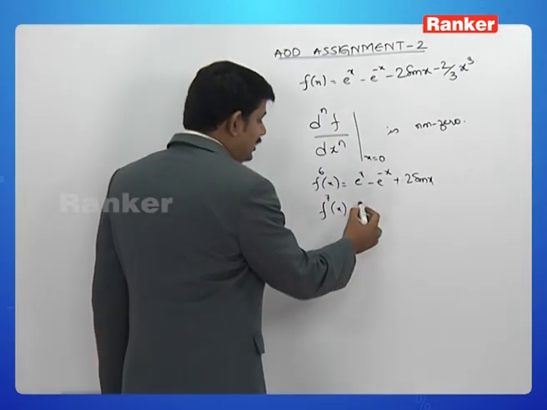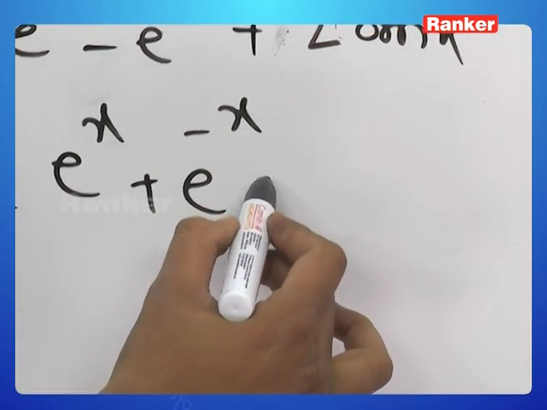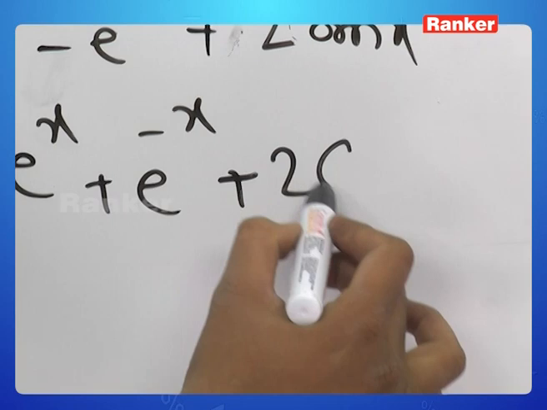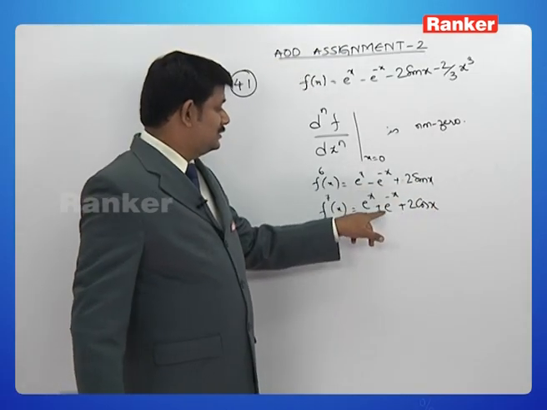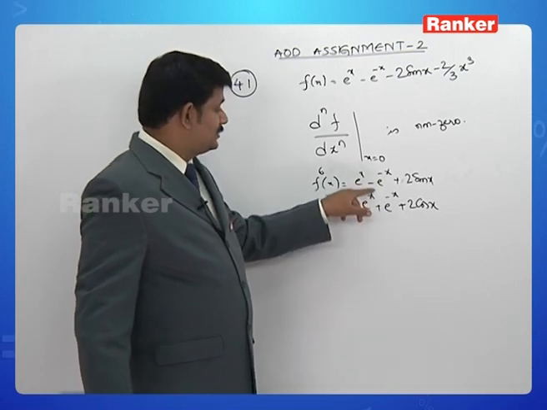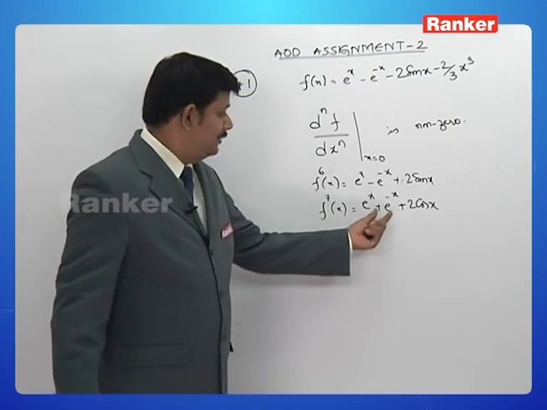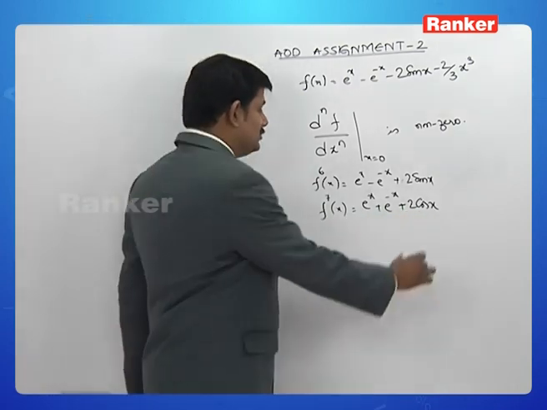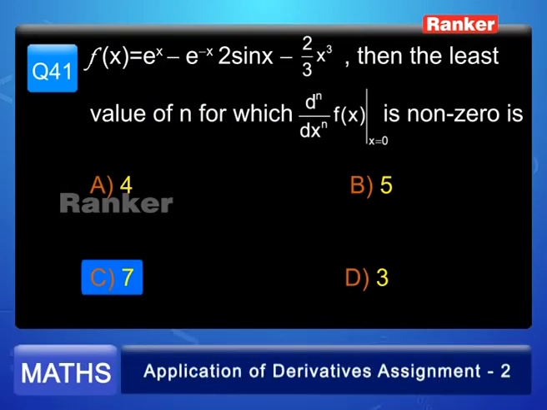When I differentiate, I get e power x plus e power minus x plus 2 cos x. Derivative of sin x is cos x, derivative of e power minus x is minus e power minus x, and minus of minus sign becomes plus sign. Now, when x is 0, I have 1 plus 1 plus 2, which is 4, non-zero. So, d n f by dx power n is first time non-zero when n is equal to 7. So, least value of n is 7, which is option C.